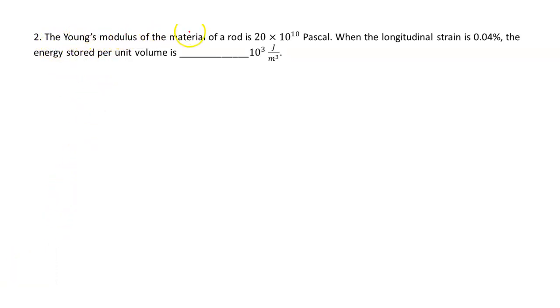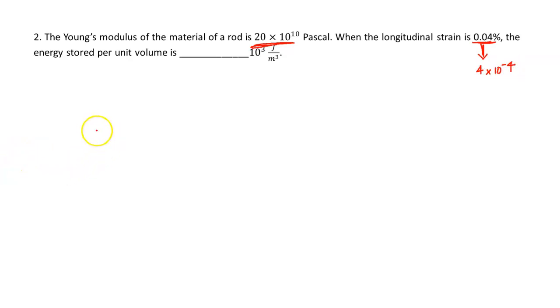The Young's modulus of the material of a rod is 2 into 10 power 10 pascals. The longitudinal strain is 0.04%. What will be the energy stored per unit volume? Again, this is given in percentage. To change it into numerical value, multiply it with 0.01. So this will be 4 into 10 power minus 4.